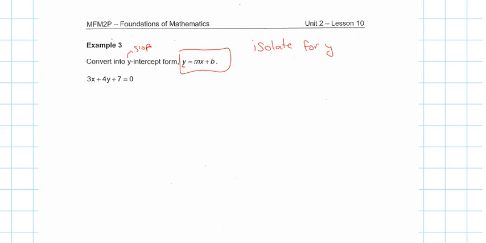Where do you see your y term here? Where's the term that has y? 4y. So you're going to have to leave this here, and then you're going to have to move the other ones to the other side. So what terms do you need to move to the other side? 3x and 7.